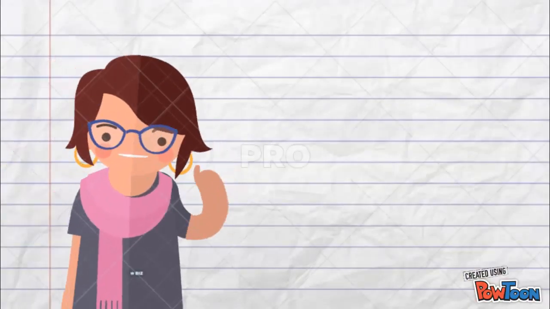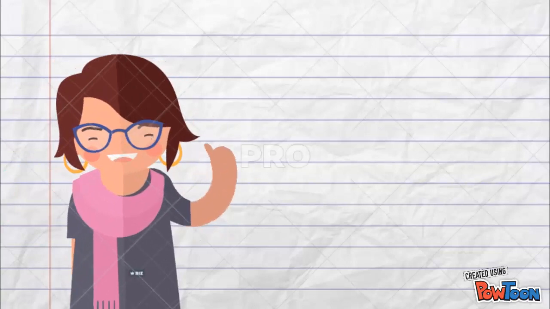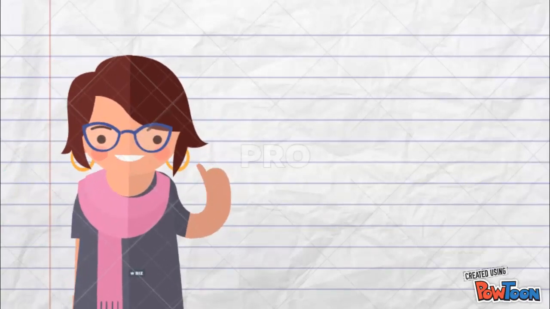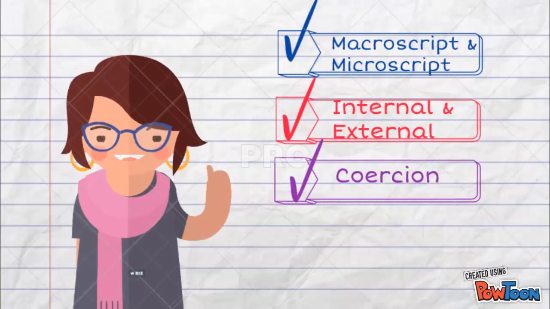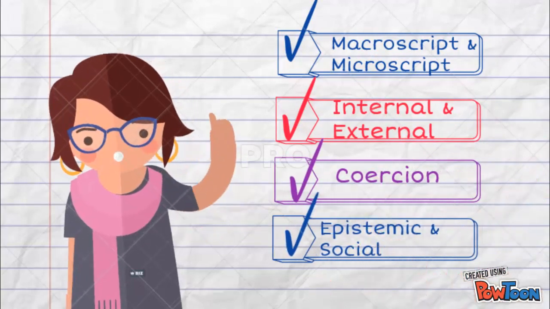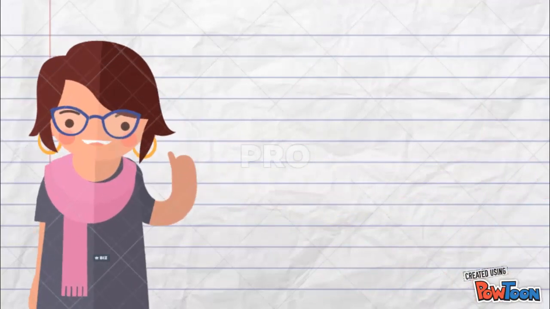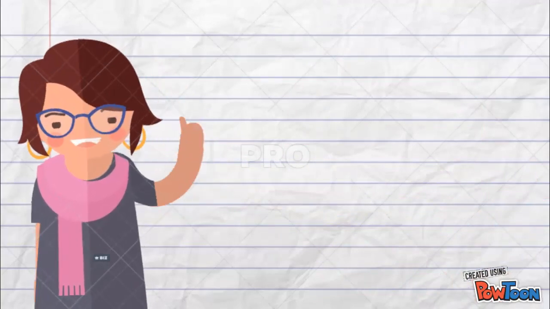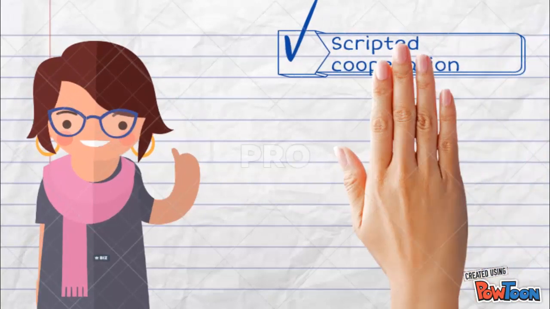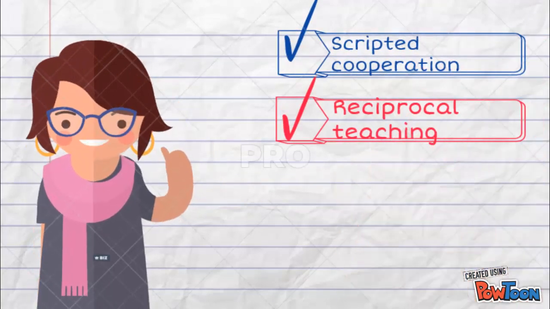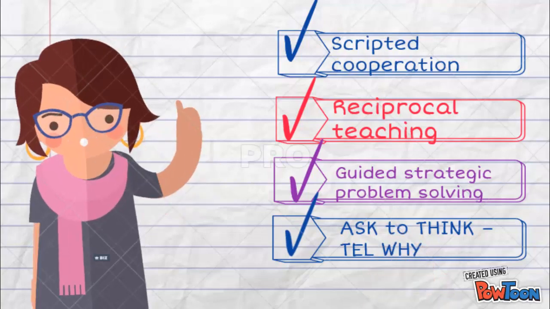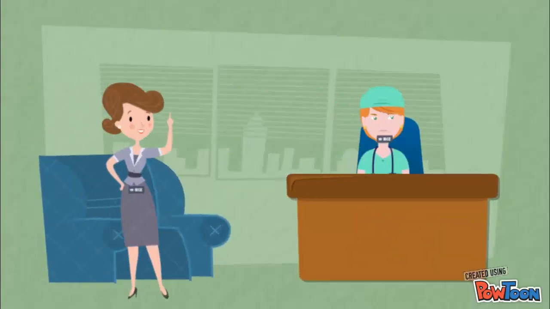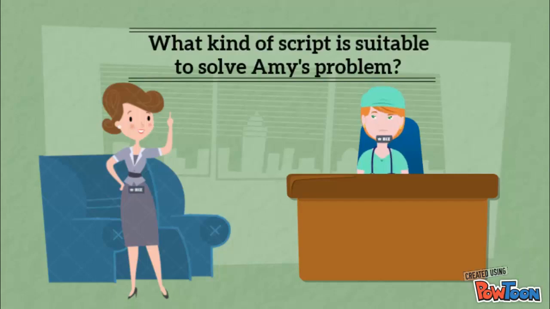To summarize, we have learned about what scripting is, the different types of scripts, macro, micro script, internal versus external script, degree of cohesion, epistemic script, and social script. We also give examples of the different types of scripts, scripted cooperation, reciprocal teaching, guided strategic problem solving, ask to think, tell why. And now, we have a question for you. What kind of scripts do you think is suitable to solve Amy's problem?